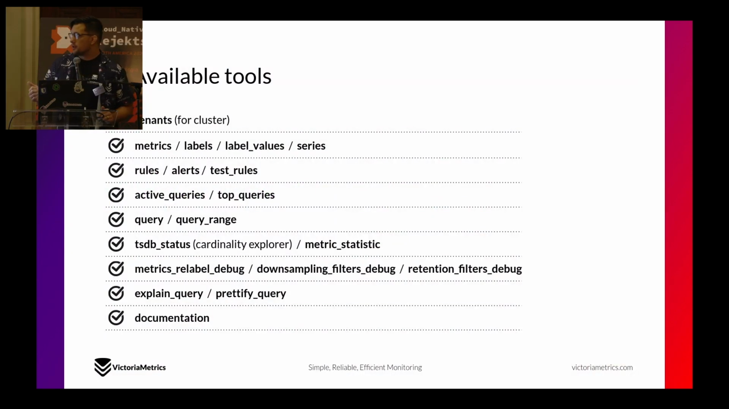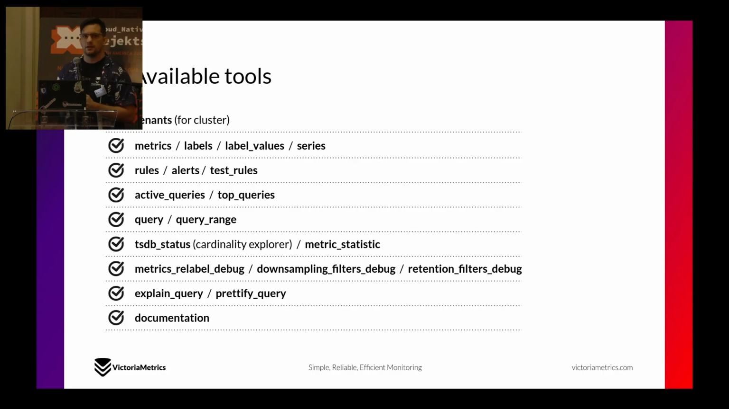And inside of the Victoria Metrics MCP, these are all the features you can have. So you can list what tenants are available in the system. If you're using the cluster version, you can get information about a specific metric or what label values are tied to a metric. You could ask it about alerts.